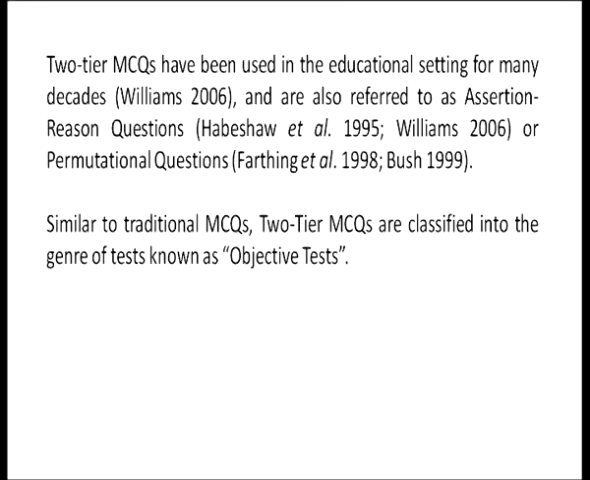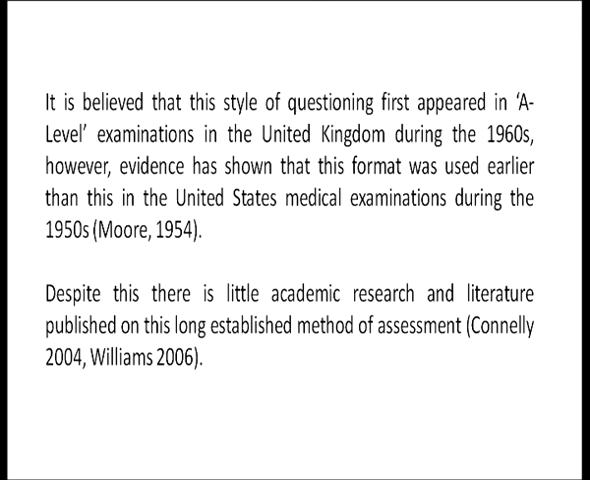Now, these 2-tier questions have been used in education for decades, and sometimes they are referred to as assertion reason questions. Some people also call these the permutational questions. They are similar to the traditional multiple choice questions. 2-tier MCQs are classified into the genre of test known as objective test. It is believed that this style of questioning first appeared in the United Kingdom, but if you trace it, it actually started in the United States of America.